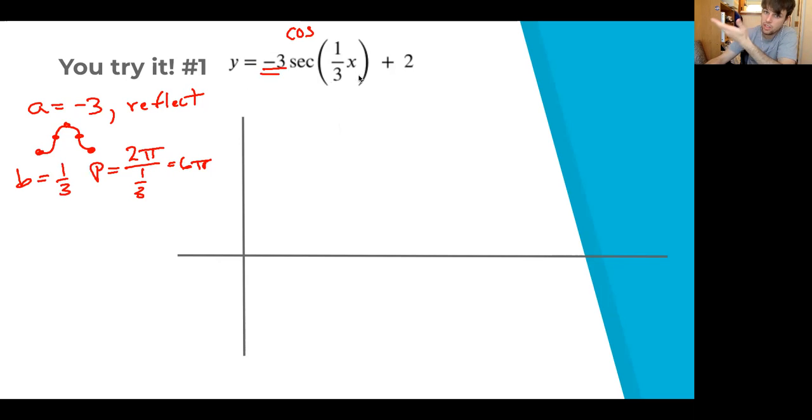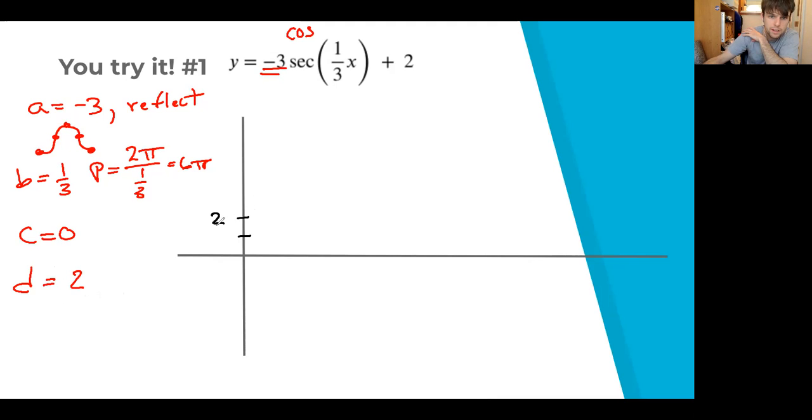C, again, there's nothing in here, no phase shift, so we're actually just starting at 0. That's really great. That makes things pretty easy for us. And we do have a vertical shift up 2. Okay, let's scale the y-axis to start things off. So we're going to go a midline at 2, amplitude of 3. So we're going to go up to 5 and down to -1.